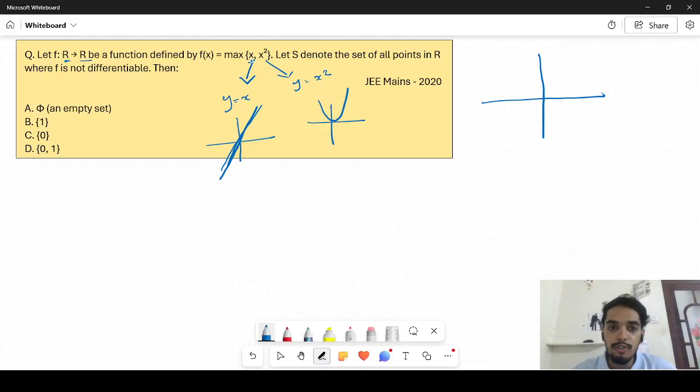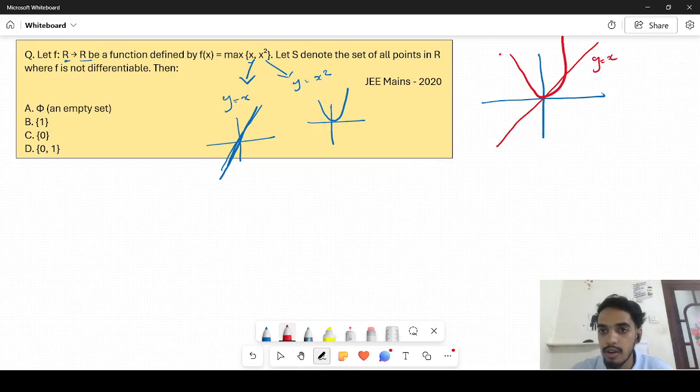Now, you have to draw these two graphs simultaneously, which means you have to merge these two graphs. So I will help you. First, I will draw the graph of y equal to x, and later I'm going to draw the graph of y equal to x square. This is y equal to x square. So I have drawn the graph.